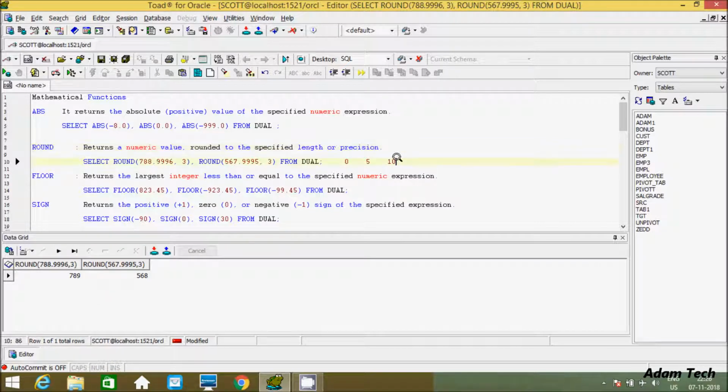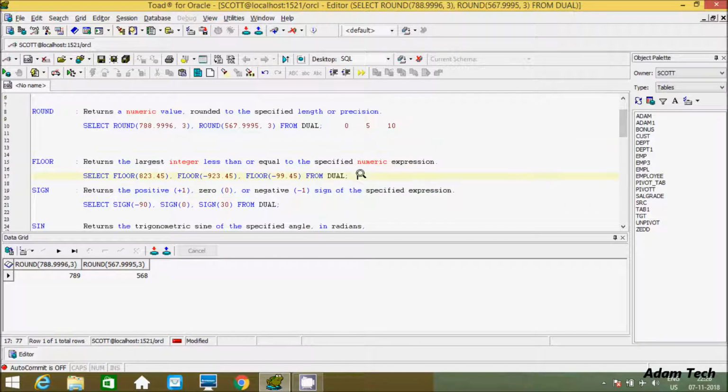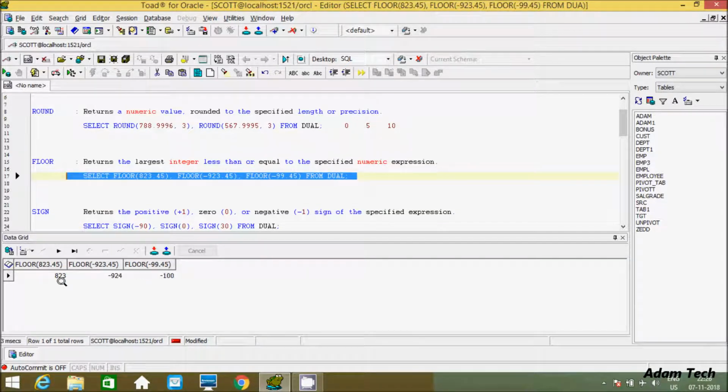So this is about the round function. Next is the floor function. It returns the largest integer less than or equal to a specified numeric expression. Let's execute this one. Here I give 823.45, and I am getting 823 here, and here minus 923.45.